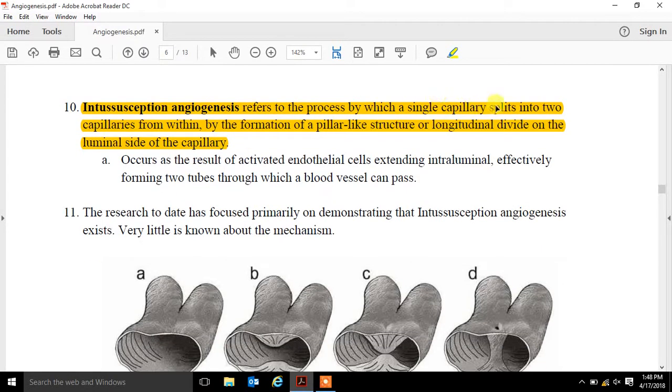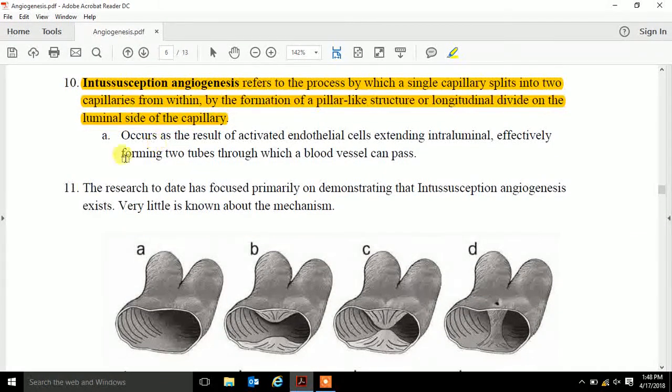So we get this capillary splits into two capillaries from within by the formation of a pillar-like structure or longitudinal divide on the luminal side of the capillary. Basically forms two tubes through which blood can pass. Most of the literature to date has really focused on demonstrating this actually occurs. And there's pretty good evidence that it does. We know little to nothing about how it occurs. So it's occurring, but we don't know how.